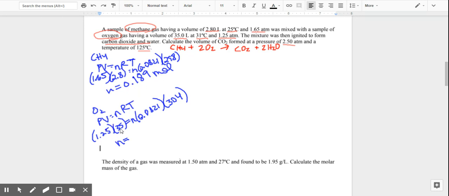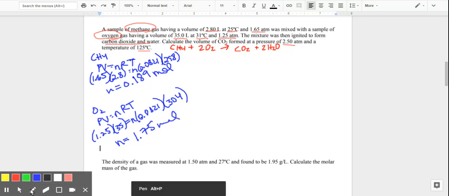Now I'm going to do the same thing for O2. So I work with PV = nRT. I get 1.25, 35, n, 0.0821, and 304, which is 31 plus 273. So I'm just getting that information for my problem. The n that I find for that one is 1.75 moles.